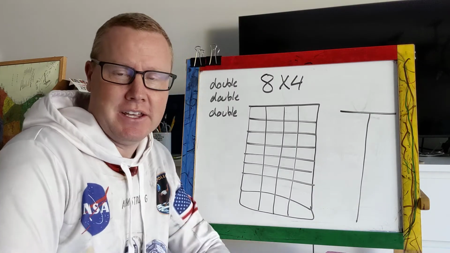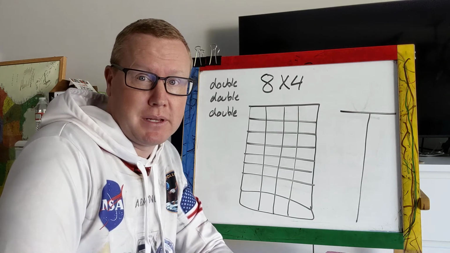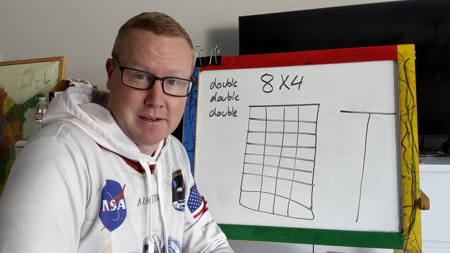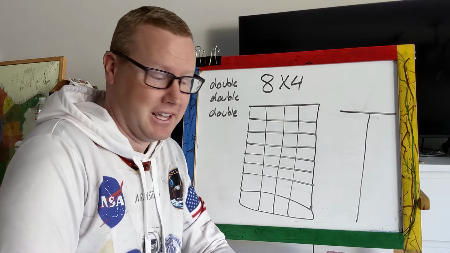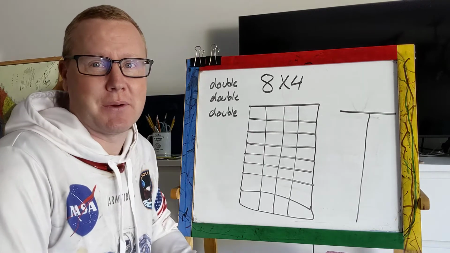So yesterday we learned some quick tricks for multiplying by fours and multiplying by sixes. Today we're going to learn some quick tricks. It's like Dr. Seuss. Quick tricks for multiplying by 8 and 9. All right, so first we're going to start with eights.